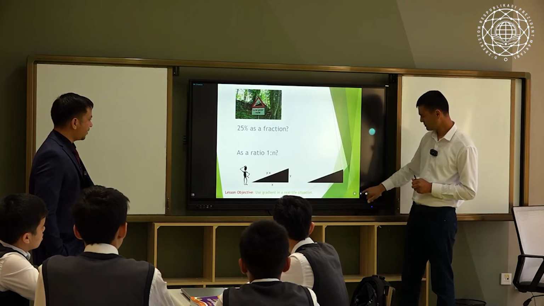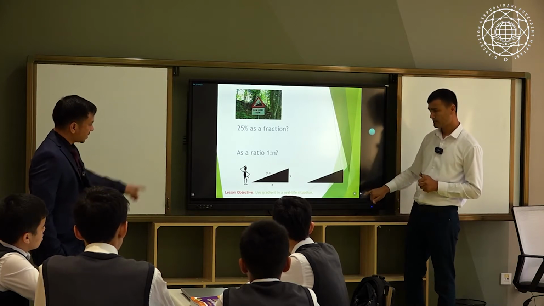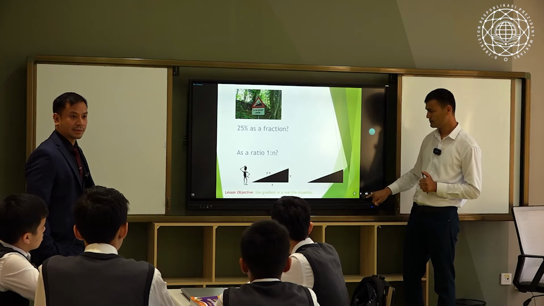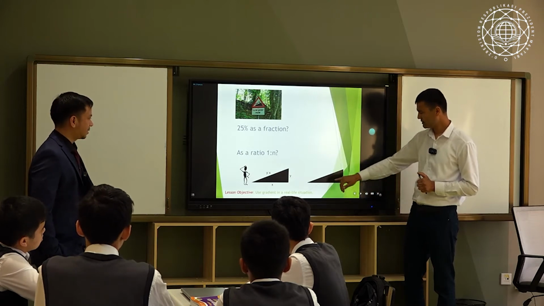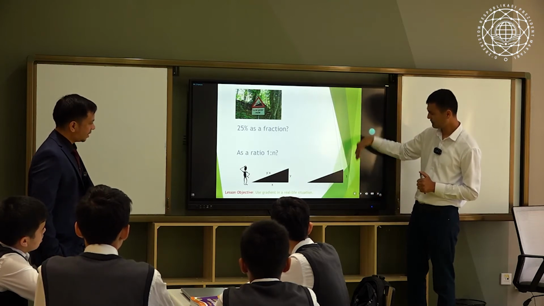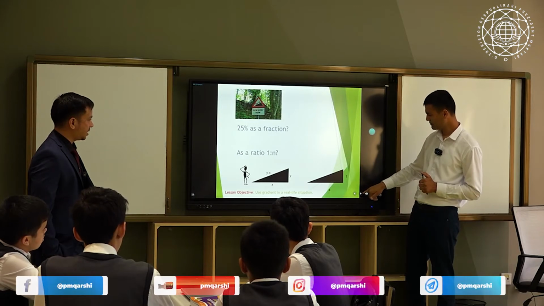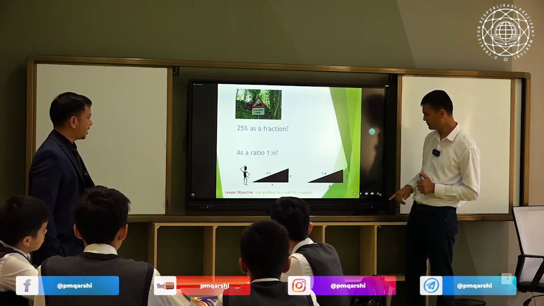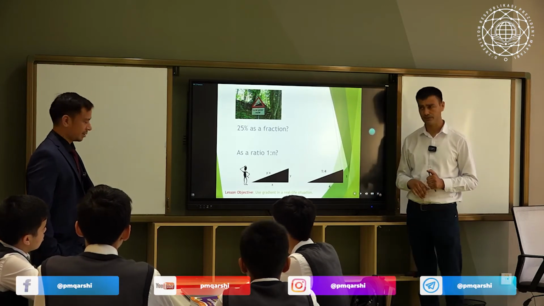So, if that is x, what would x be? 4. X is 4. Y is 1, and x is 4. So, what is the ratio now? 1 over 4. Okay.